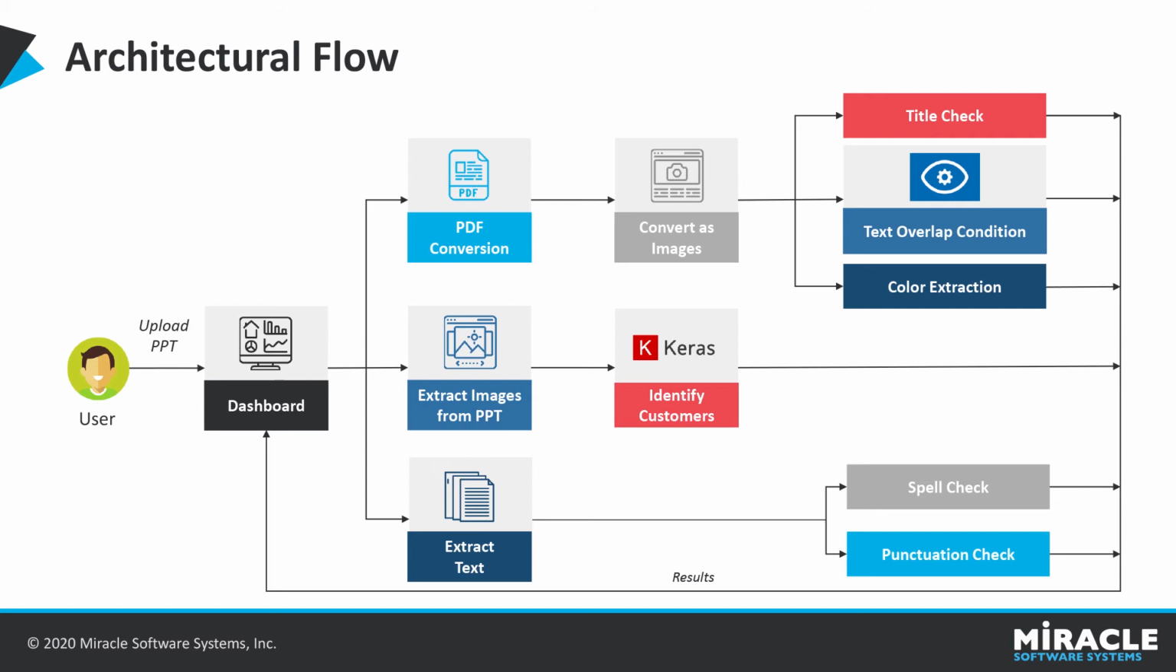And the text extracted from the presentation would be fed to spell check and punctuation check. So the spell checker will find wrong spellings, and punctuation check will find if there are any punctuation mistakes or punctuation violations in the text that is included in the presentation. So all these results consolidated would be given to the dashboard, shown to the reviewer. So that is about the architectural flow.